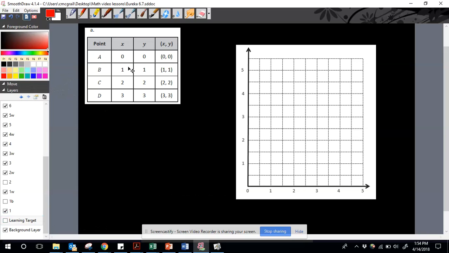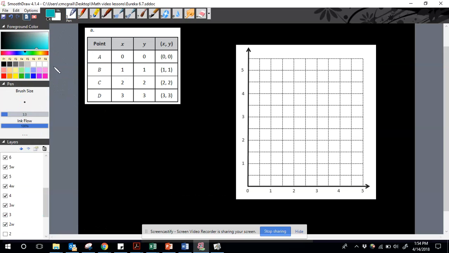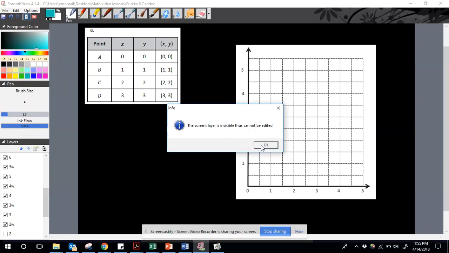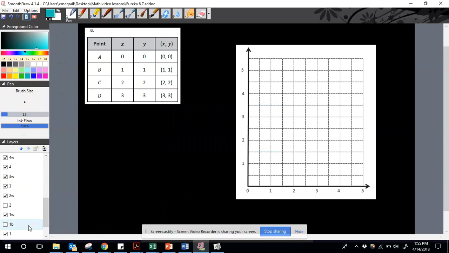It's 0, 0, 1, 1, 2, 2, and 3, 3. I'm going to pick a color, and I'm going to go ahead and draw this line here. So point A is going to be at 0, 0, so I'll label that there. 0, 0 is A. I see point B is 1, 1. Point C is 2, 2, and D is 3, 3.